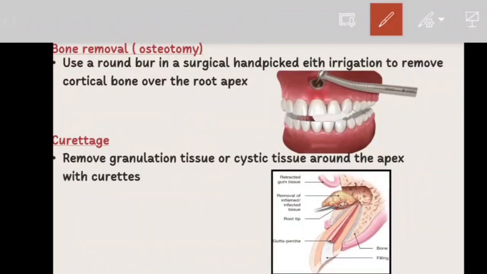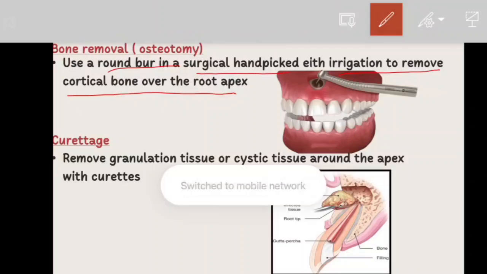Now the bone removal and the curettage. We remove the bone using a round burr in a surgical hand piece with irrigation, removing the cortical bone over the root apex. The purpose is removing the cortical bone over the root apex. In this diagram you see a burr removing the bone over the root tip.